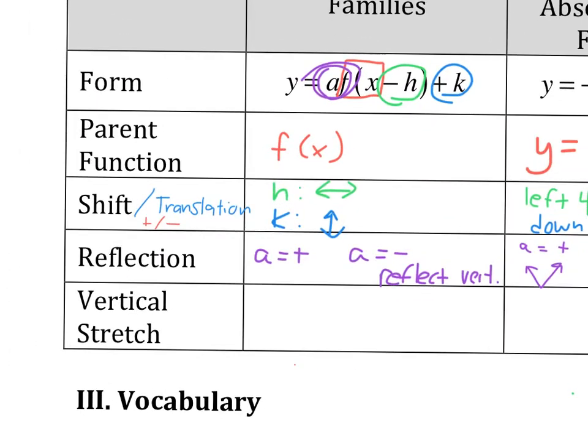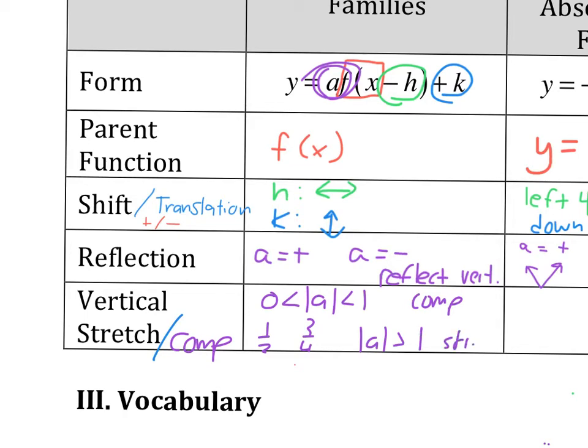Remember that the last part is about compression and stretching. So how do I refresh that? If the absolute value of A is between 0 and 1, in other words, 1/2, 3/4, something like that, it's a compression. It squashes it down. If the absolute value of A is greater than 1, then we have a stretch. It makes it tight.